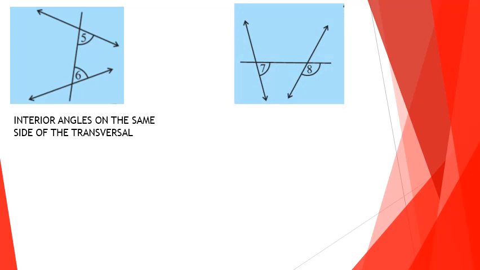This one, these are the angles which lie on the same side of the transversal, and look at the position, they are above the line. Both angles are above the line. That means they are lying on the same side of the transversal and above the lines also. So they are called corresponding angles.